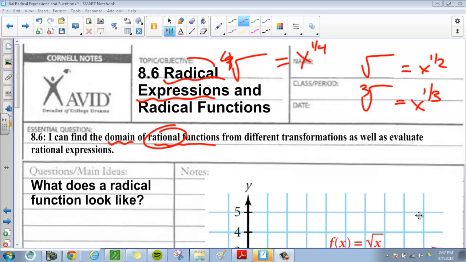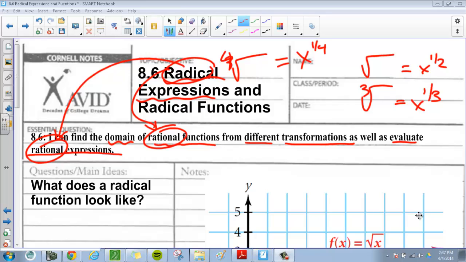should be rational, it should be radical. So make that change. Functions from different transformations, as well as evaluating radical. Again, not rational. That's ridiculous. They're radical. Radical functions right there. I gotta have an editor.